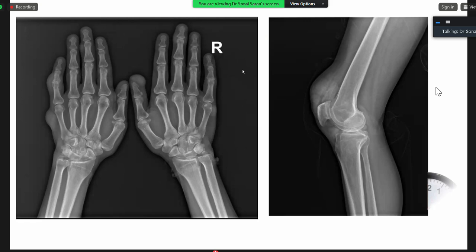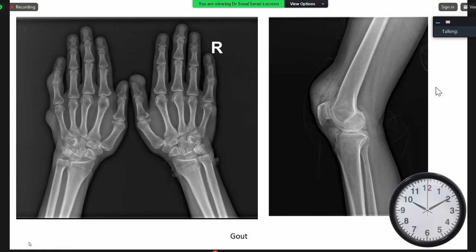What is happening over here? So you can see multiple soft tissue nodules over here. You're right. You can also see a soft tissue nodule, which is dense in the prepatellar region, which is another common site for this pathology. So these are basically gouty tophus, and this is a case of gout.